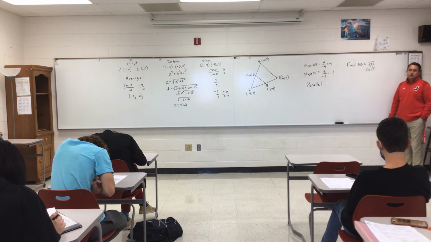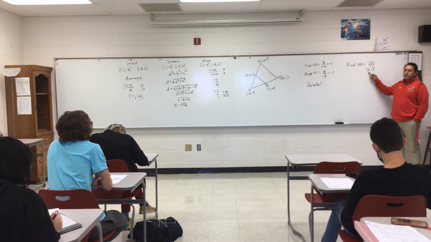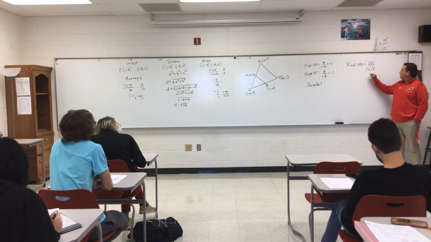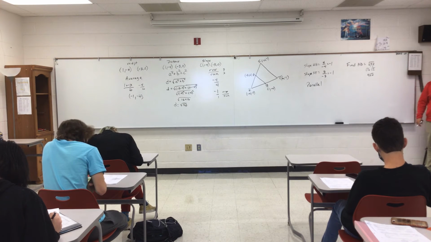Now I'm going to cheat because I did this on purpose. 16 is a perfect square, isn't it? What is the square root of 16? 4. Now, if you kept going, you could have broken it down all the way, but you still would have got 4 square root of 2.